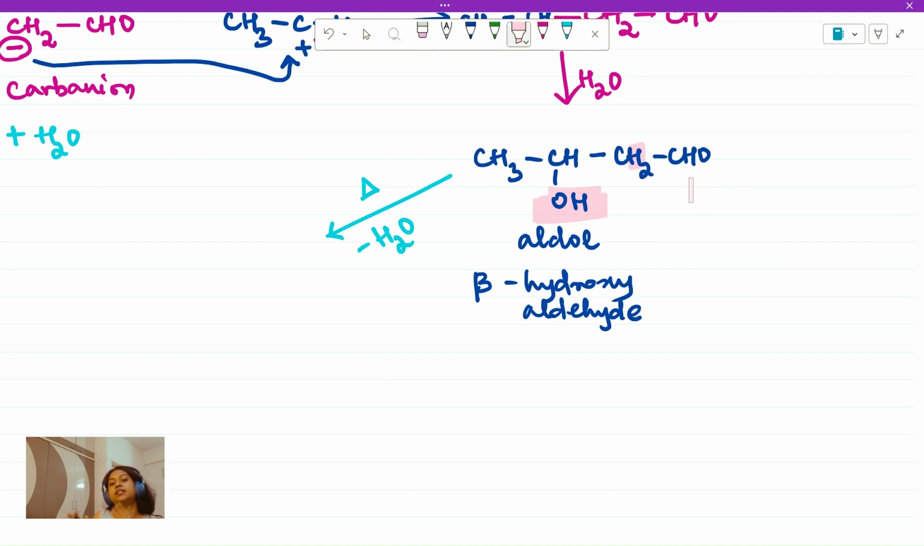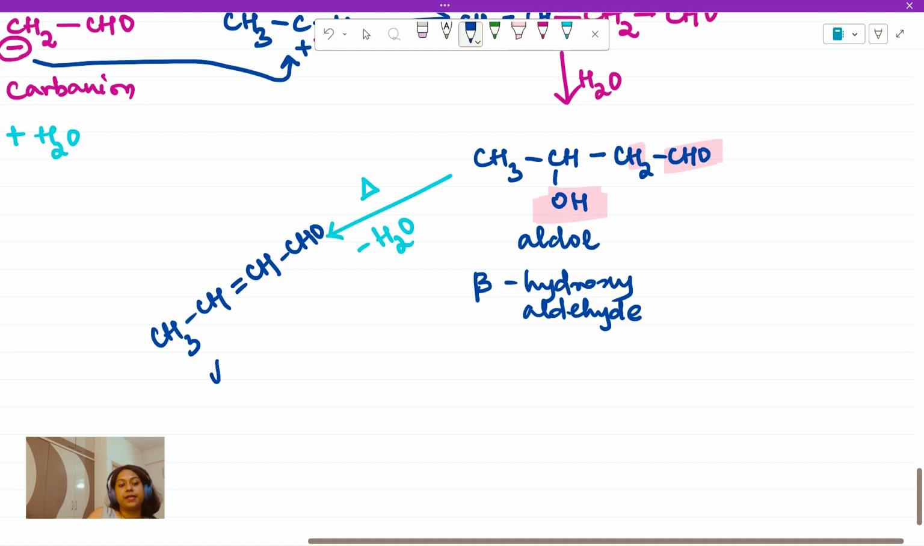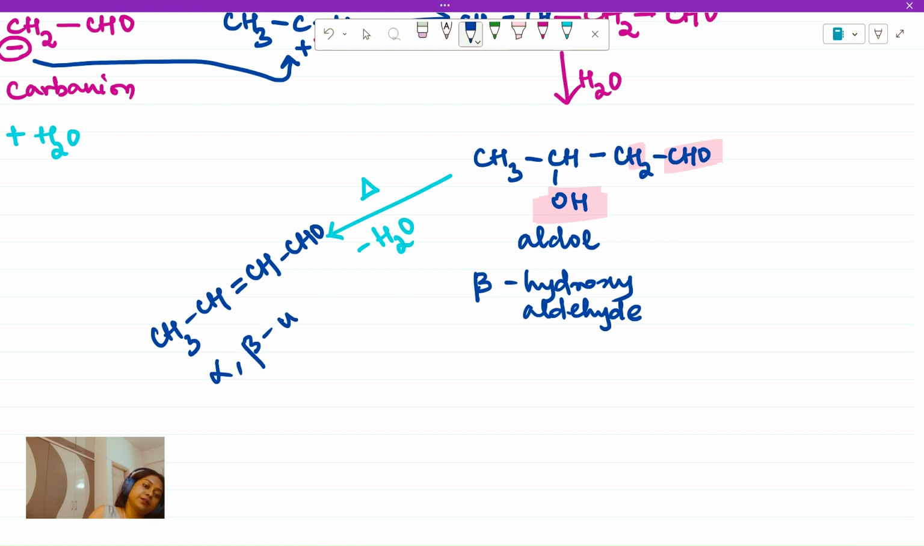Also, terminal double bonds are to be avoided. अगर chain है, try to make the double bond inside, because that is the position you will actually find the alpha carbon. This is your aldehyde functional group, and that's the alpha carbon. Now what we get is CH3, CH, that OH is lost and one hydrogen is lost, CH, and then you have CHO. This is the alpha beta unsaturated compound that we obtain.